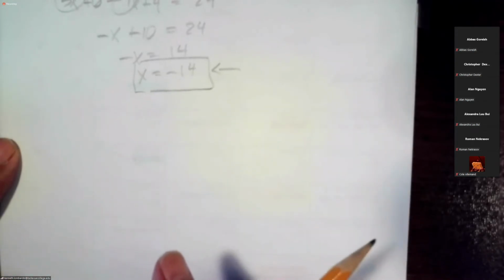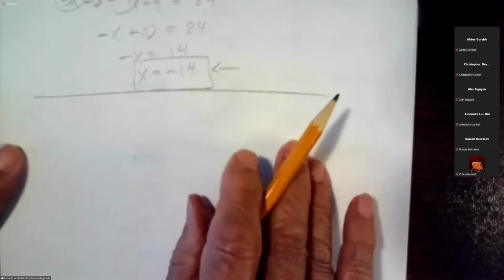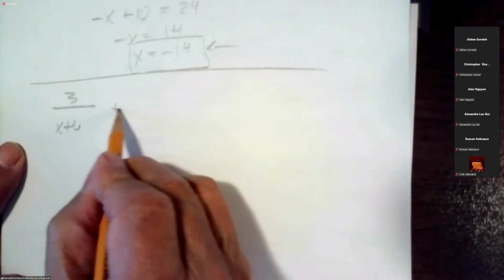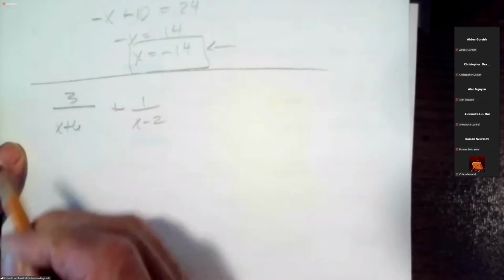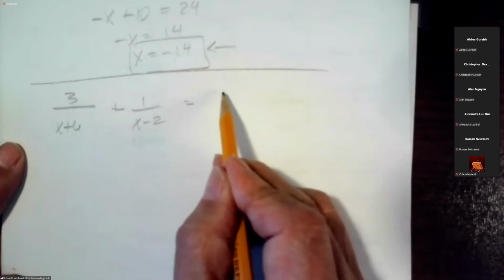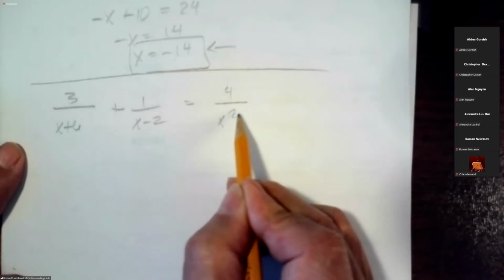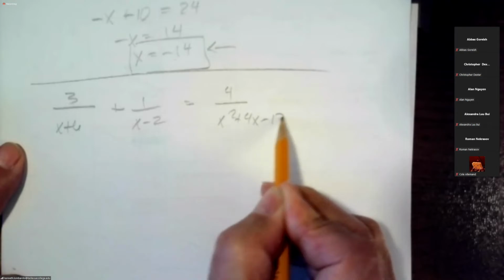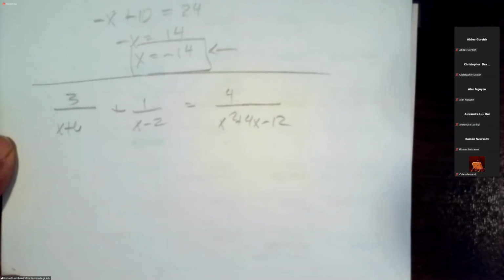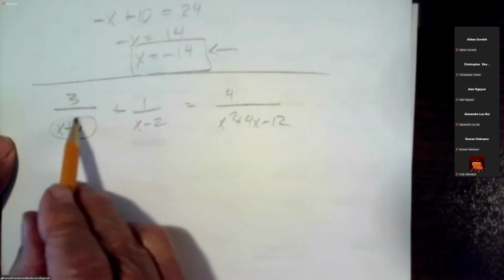Let's say I have a rational expression, meaning I have a quotient, and let's say I have 3 over x plus 6 plus 1 over x minus 2. And I say I want to set that equal to 4 over x squared plus 4x minus 12. And in order to do that, I'm going to have a common denominator on all 3 of these terms.